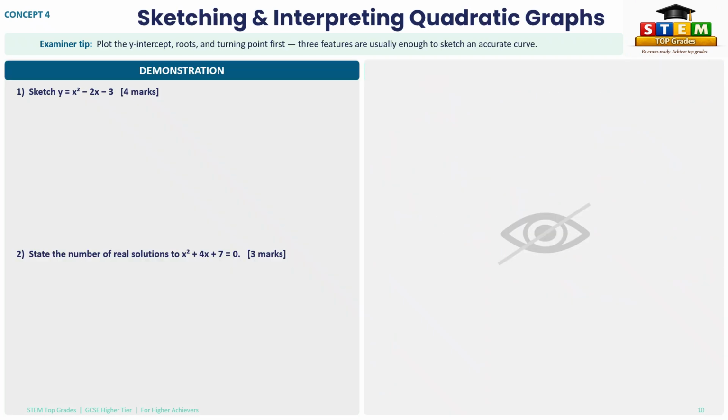Concept number 4, sketching and interpreting quadratic graphs. This is your examiner's tip. Plot the y-intercept, roots, and turning point first. 3 features are usually enough to sketch an accurate curve. So let us practice this with the first question. y is equal to x squared minus 2x minus 3.